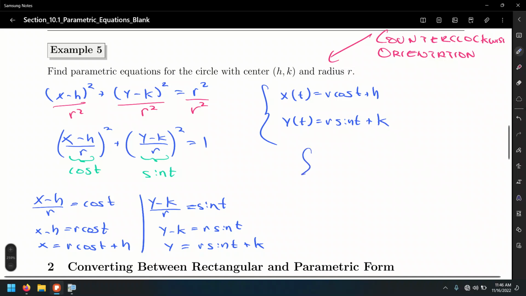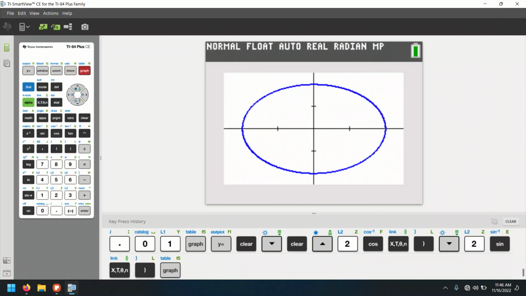How about x equals 3 cosine t plus 1, y equals 3 cosine t plus 2. So that's a circle of radius 3 because the coefficient of the trigonometric functions is 3 and it's centered at the point (1, 2). Let's see if that's true using our graphing calculator. All right, so 1 and 2.